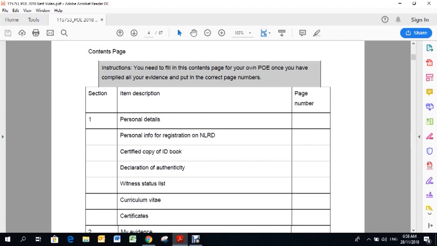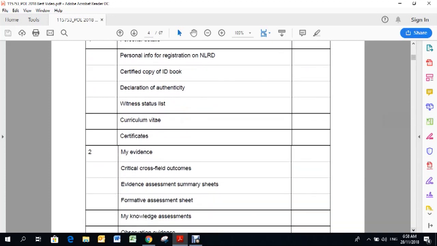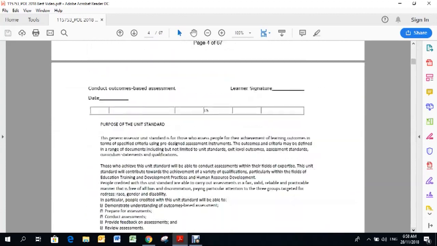So you get here and say, I've completed the personal information for registration on NLRD, National Learner Record or Registration Document. So you're going to look at this form. In this case, let's go down together. That's the next page. That's the next page.